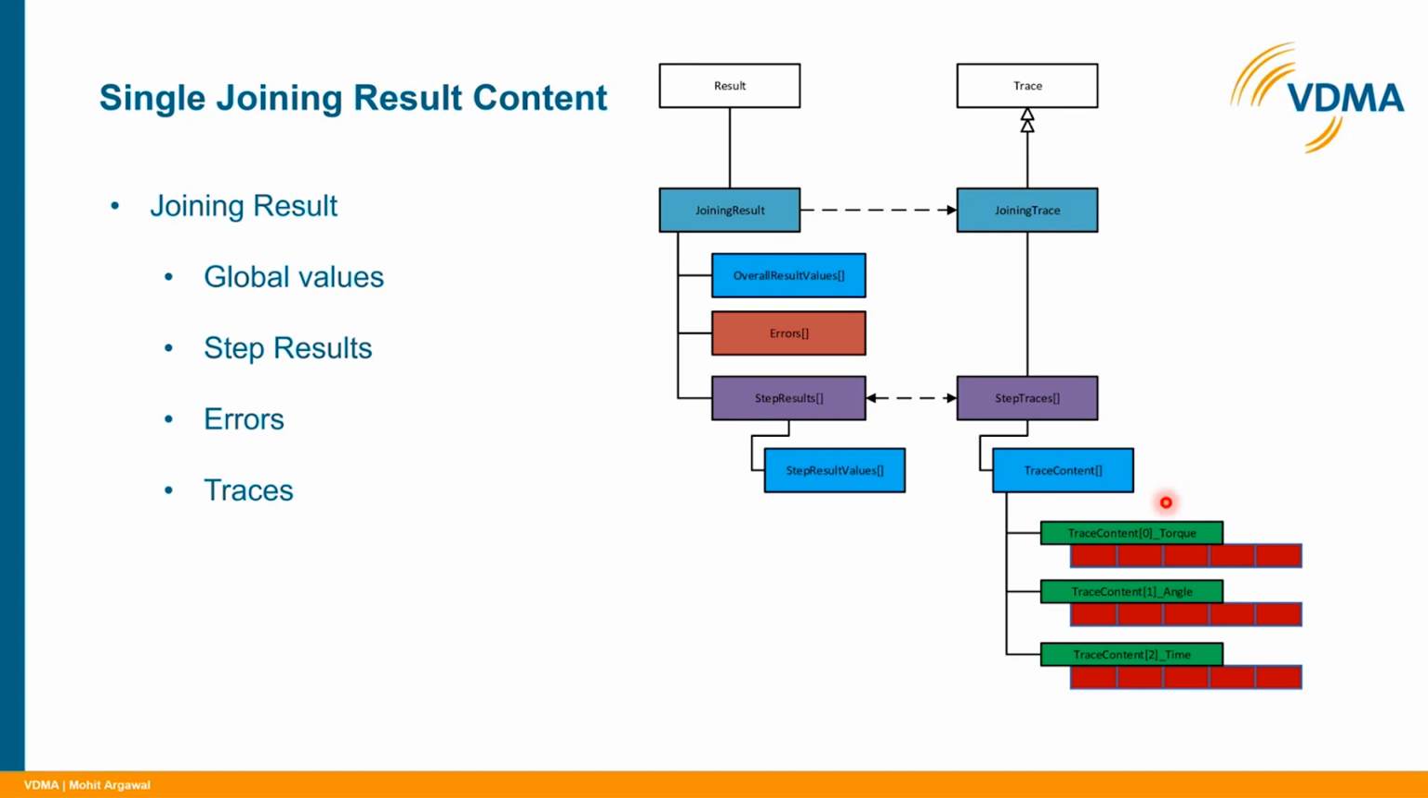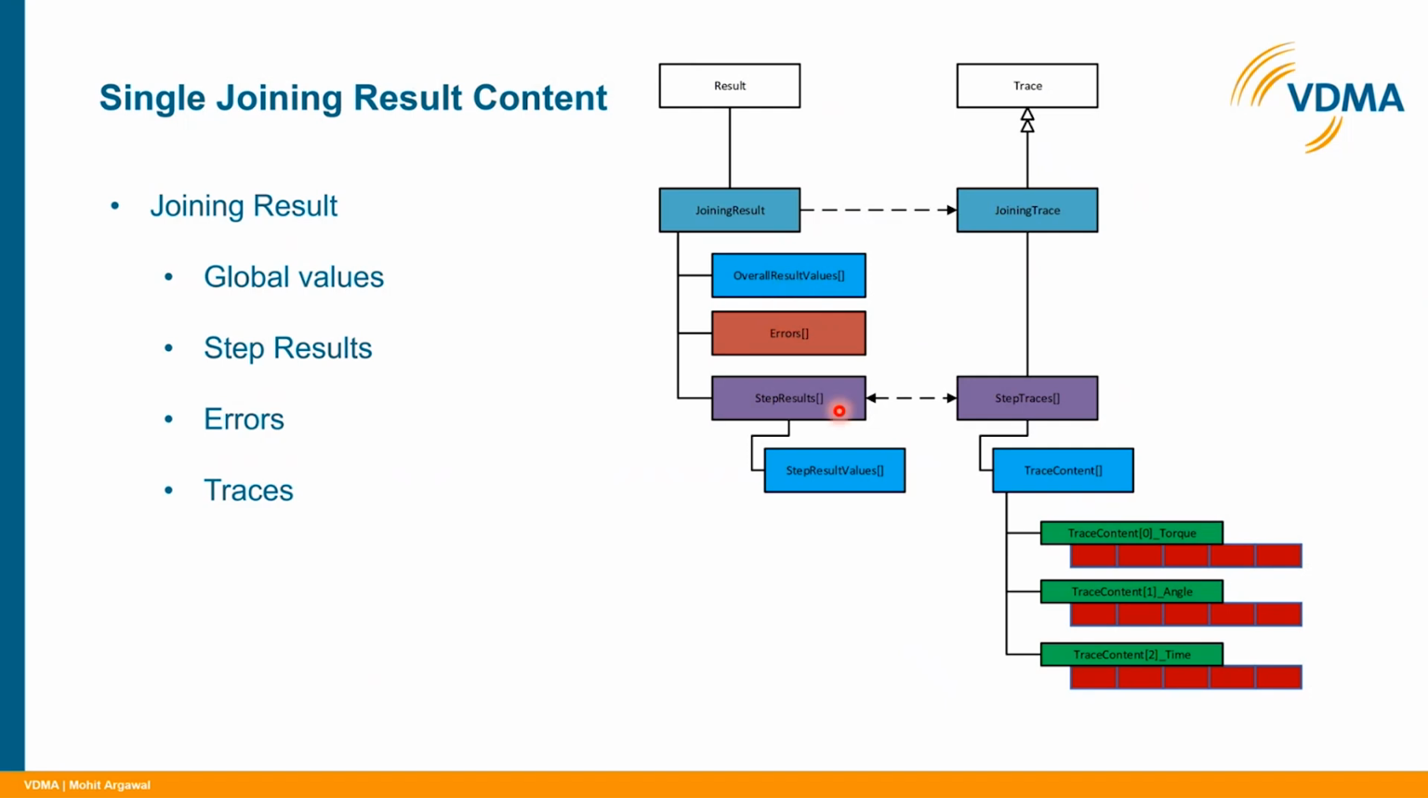When it is a job result or a batch result, it is just a collection of these single results together. So if we dig down into the single result, it will have 3 primary elements called overall values, errors, and step results. Overall values: if we consider a program which contains 4 steps, there can be common values reported for the program, like the maximum time taken for execution of all the steps.